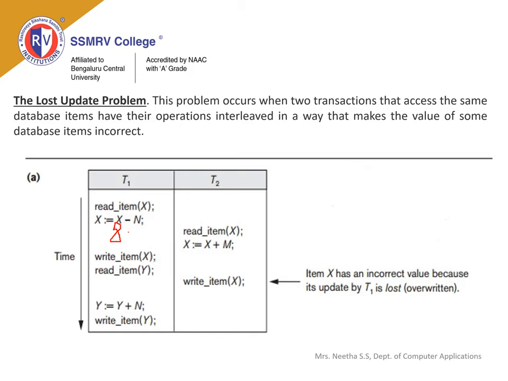X value is 80 minus Y value is 5. So what is the result? It will be 75. Whatever you are getting, 75, in the transaction T2, reading that 75, read item.